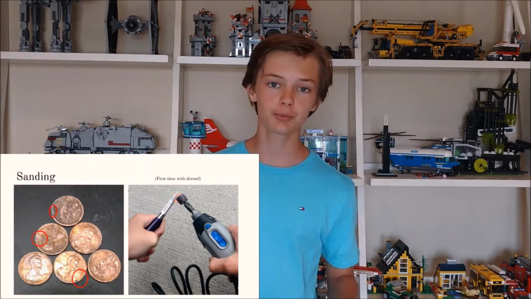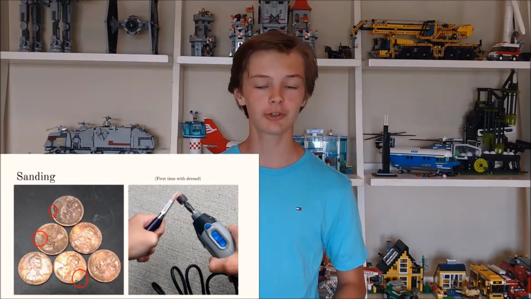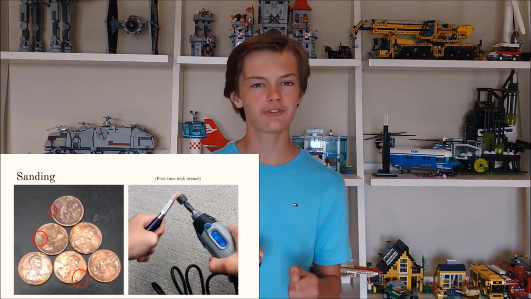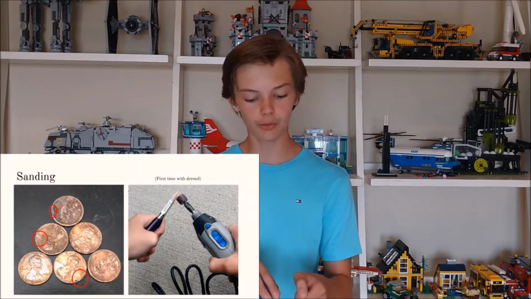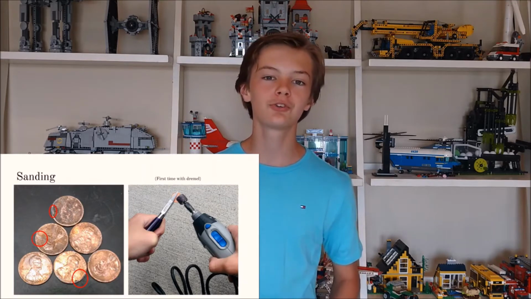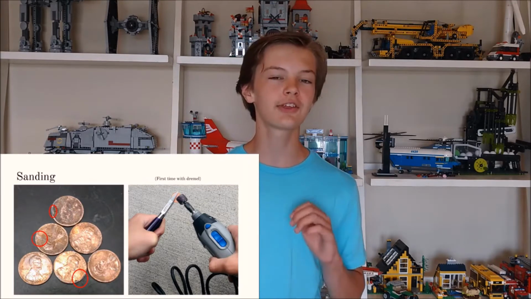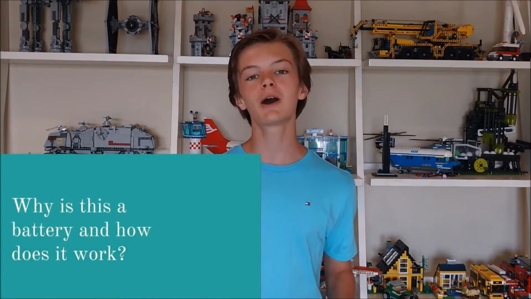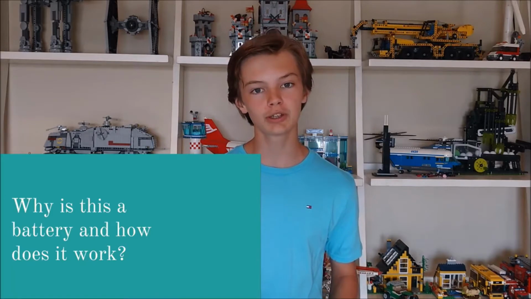It was my first time with a power tool, which in my case was a Dremel. But every time I sanded off one side of it, it always slipped off and hit the other edge. As you can see by the pictures, there were a few flaws, and I think that short-circuited the battery a little bit. So why is this a battery, and how exactly does it work?